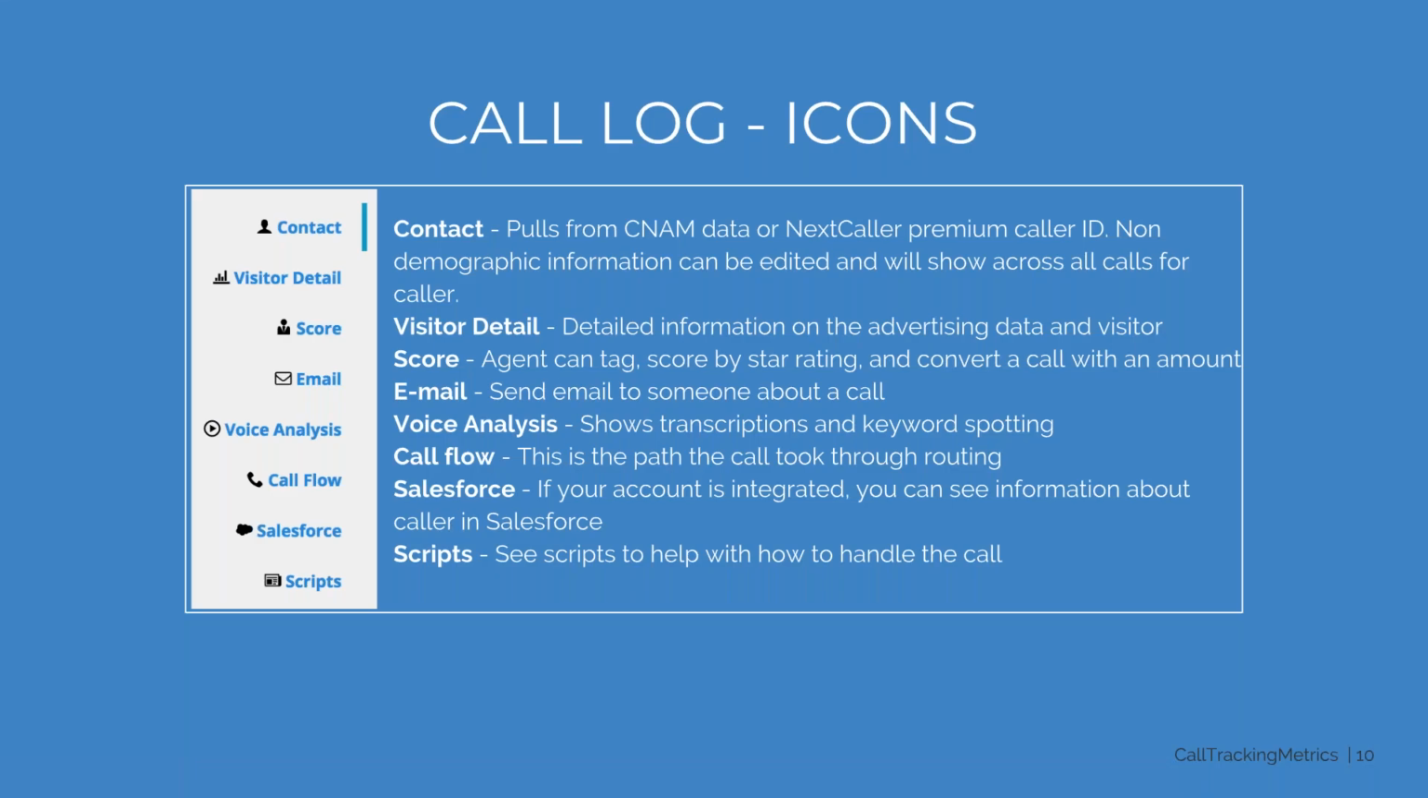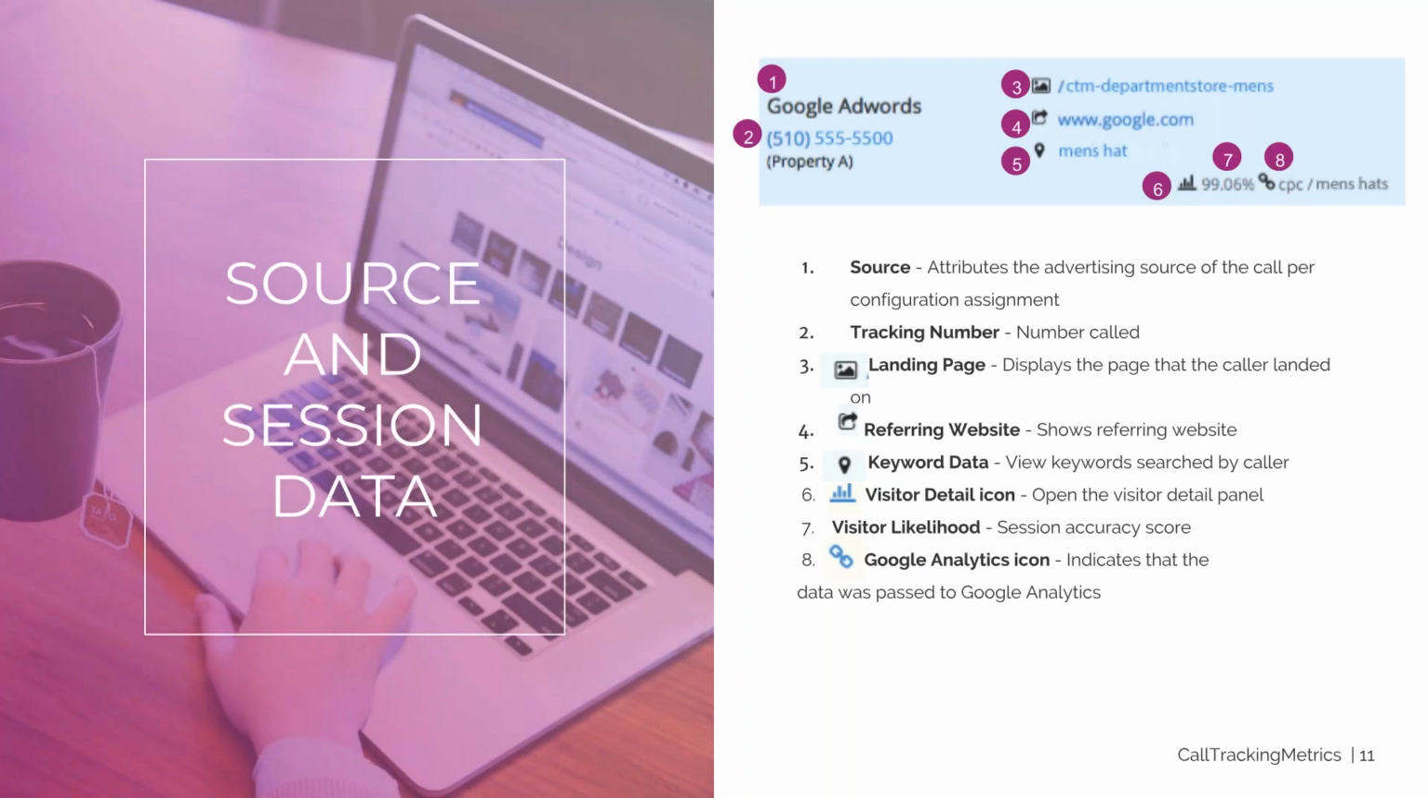All right, making our way through the call log. So one of the next columns we have is going to be our source. So this is going to be the tracking source we attributed to the call, the actual tracking number that the caller dialed. And then number 3, this is going to be showing the landing page that the caller hit before they placed the call.